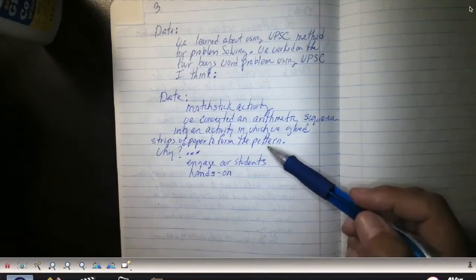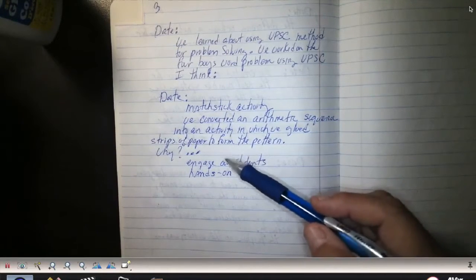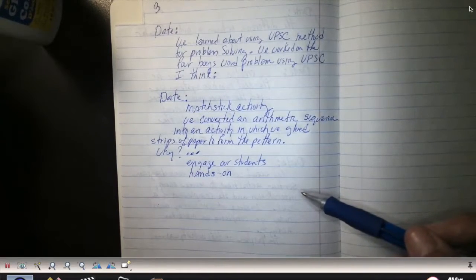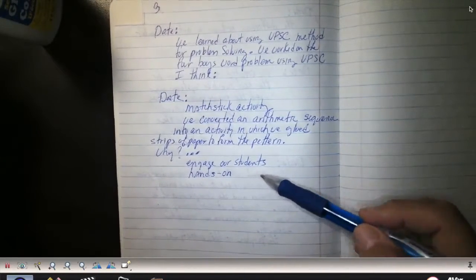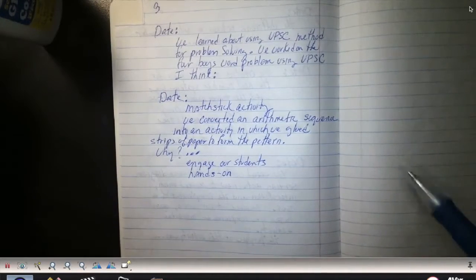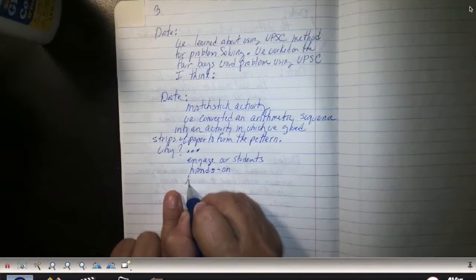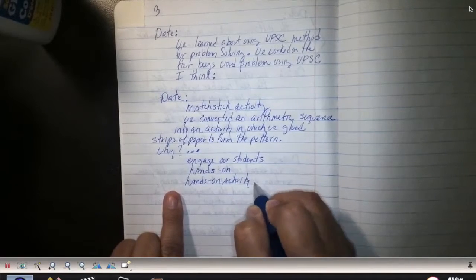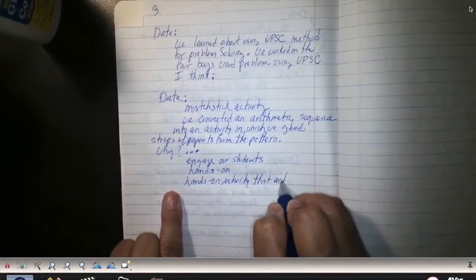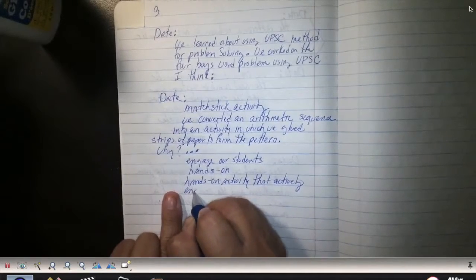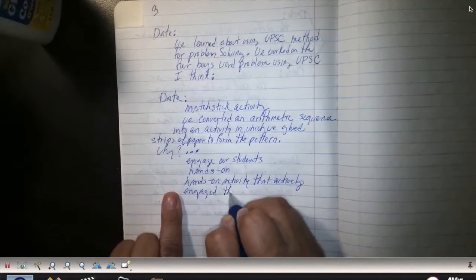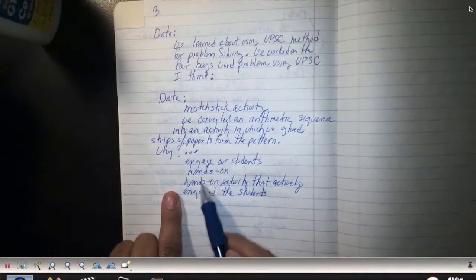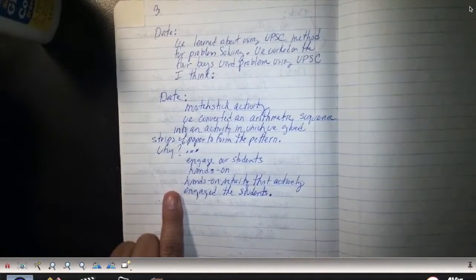Okay, so the goal of this activity was to engage our students by creating a hands-on activity that actively engaged them. There we go, let's write that down. It's a hands-on activity that actively engaged the students, or our students. And that's what we're looking for. I had to think of these terms to write my sentence, and that was our goal.